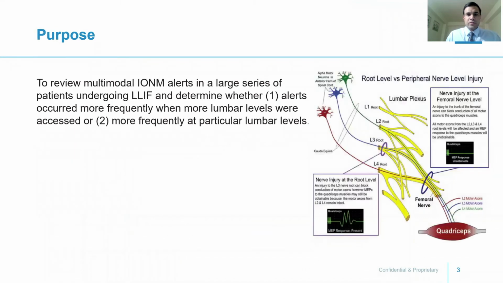The purpose of this study was twofold. One, to identify whether alerts occurred more frequently when more lumbar levels were accessed, and two, whether alerts occurred more frequently at a particular lumbar level.